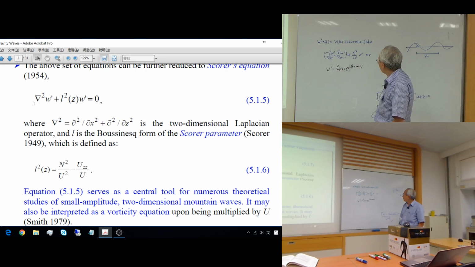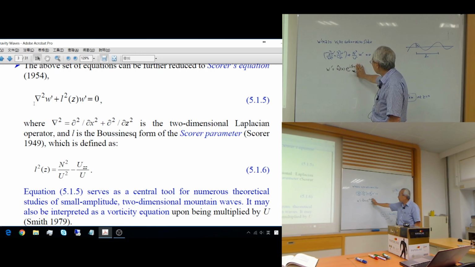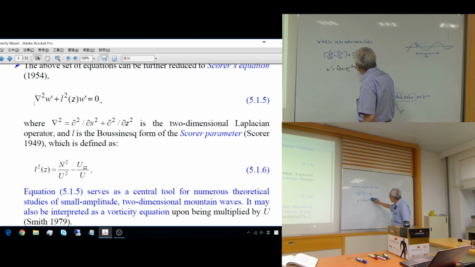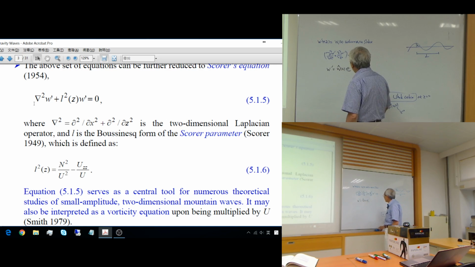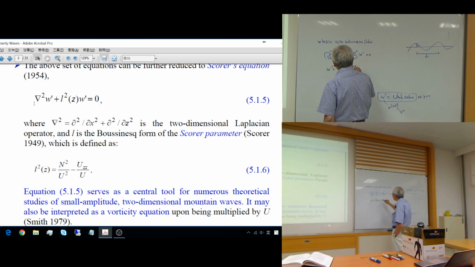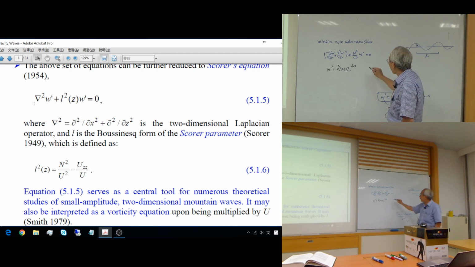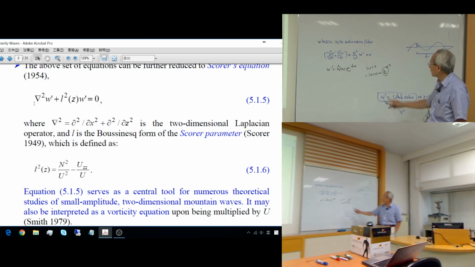Okay, we have that. But since it's steady state, we only have ik. So now we only have a simple problem, because we only have ikx. We don't have omega, because omega corresponds to partial t, negative i. If this is steady state, partial t equals 0.